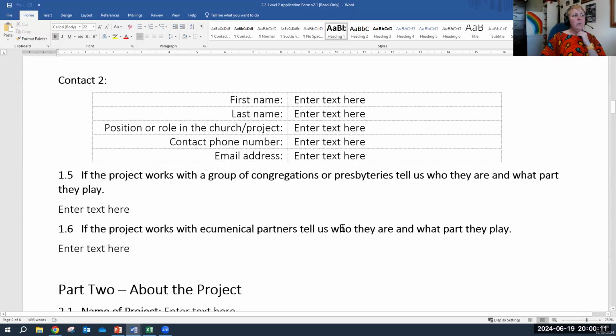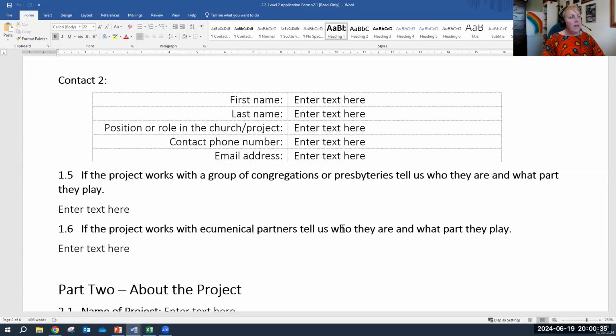So if the project works with a group of congregations or presbyteries, tell us who they are and what part they play. So obviously this is just for you to tell us that we're going to be working alongside this other denomination, this youth group, etc. What part are they going to play? Are you going to handle one part of the project? They're going to handle another? How's it going to work?